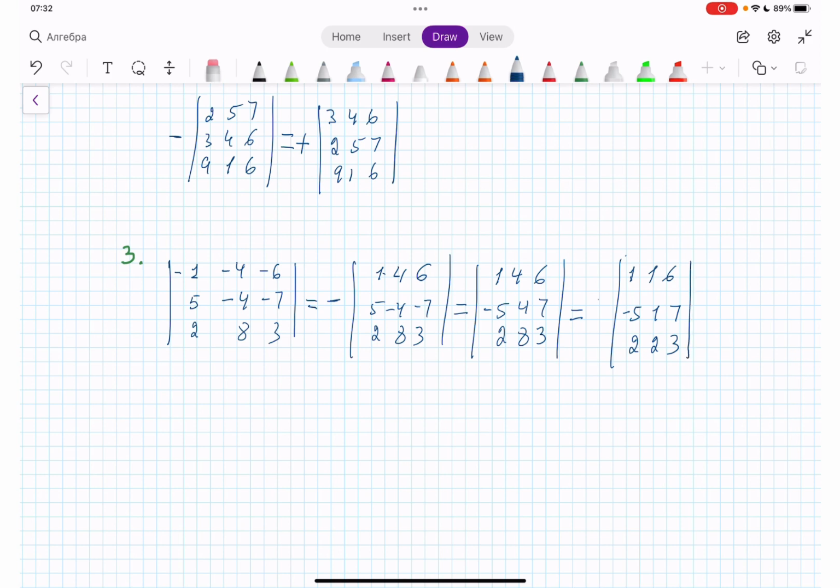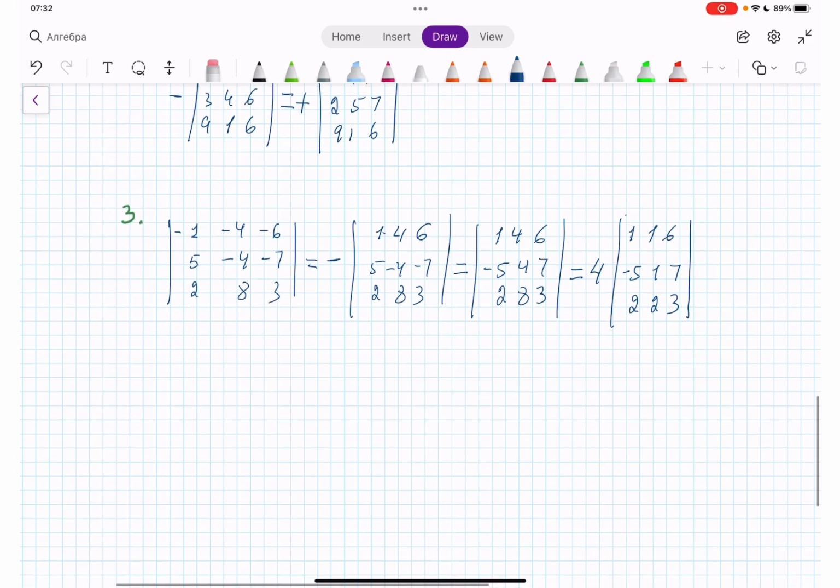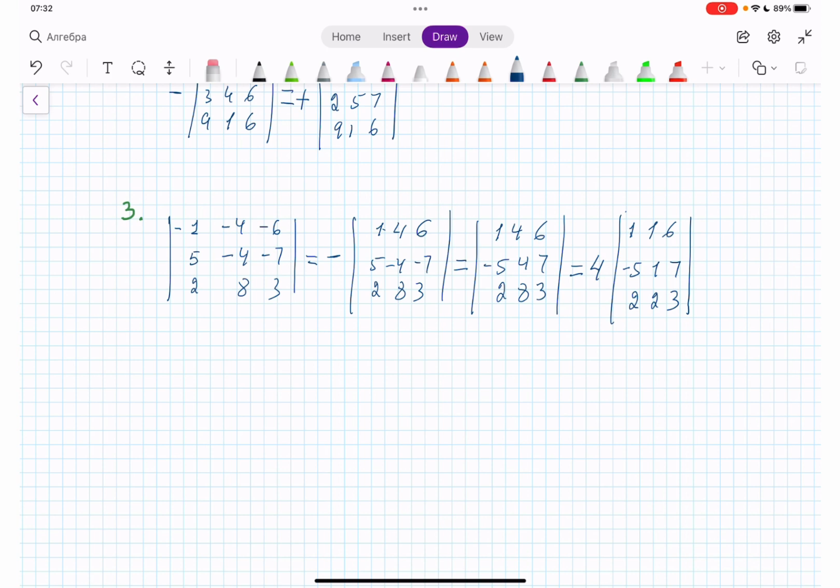And I'll put here 4, right? Okay. So, what did we get? Our original matrix, we changed to this form. Now, if you're wondering if the determinant is going to be the same, well, let me answer this question.